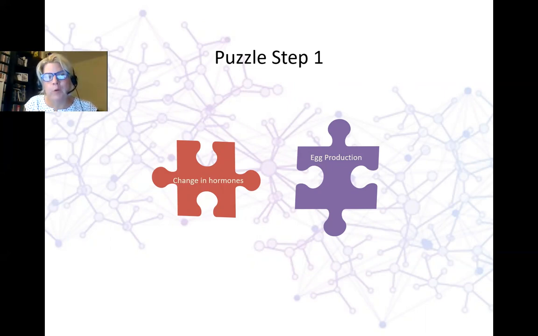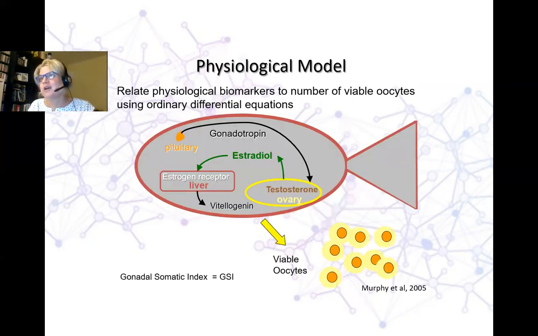And so what we have to do is convert it into something that shows an effect that could have implications for population level impacts, population risk assessment. So the first step was to try to link these changes in hormones, because it's endocrine disruption, to something like egg production. That was the focus of my dissertation way back when, where we were looking at physiological models.